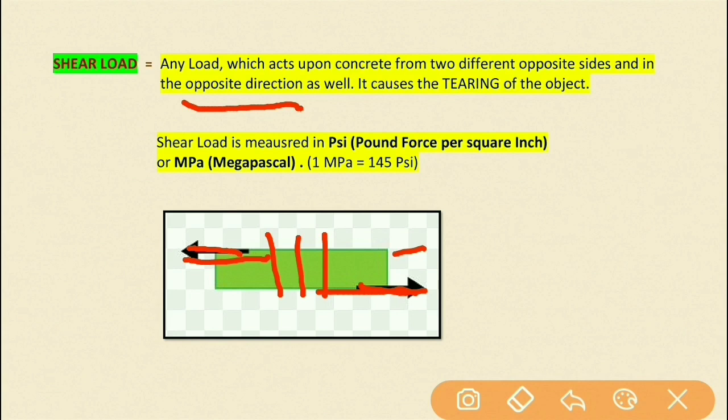So these are very important things to know about concrete design, to know how strong a concrete could be. Before building a specific type of concrete, where we should build PCC or RCC depends upon these loads.